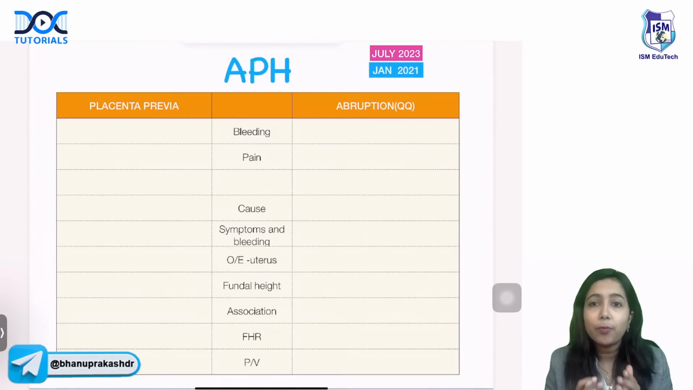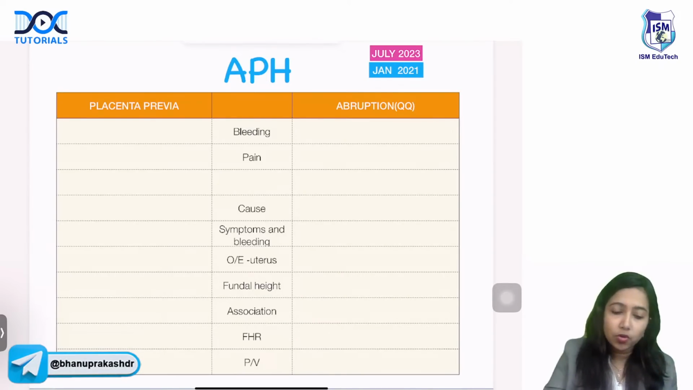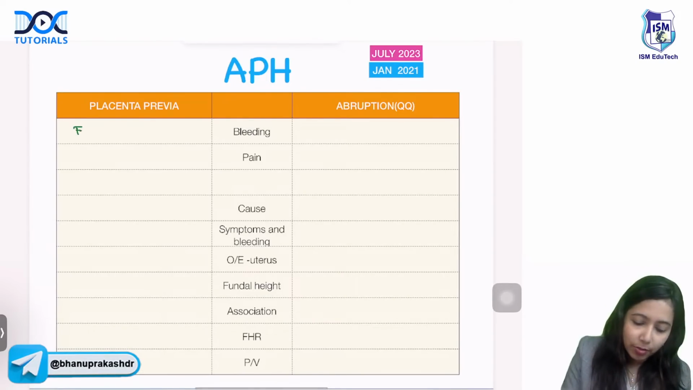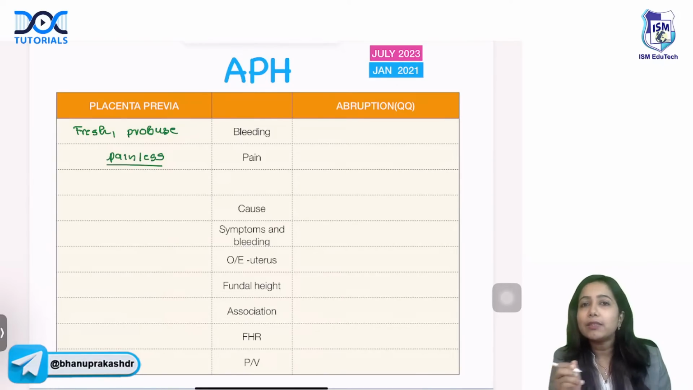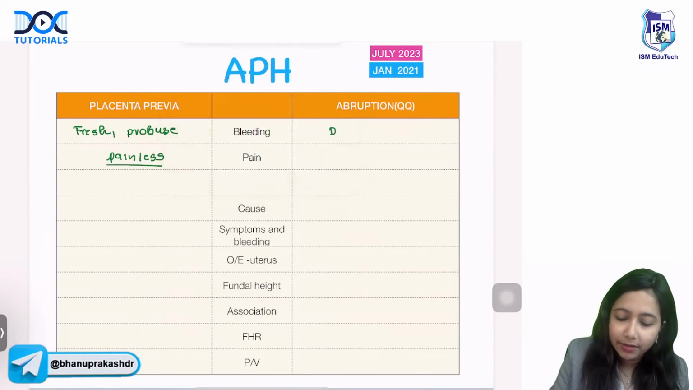So in case of placenta previa, you see that there is profuse fresh bleeding that is coming. So this is basically fresh blood and it is profuse. And usually it is painless. Whereas in case of abruption, you will see that it is dark altered blood.